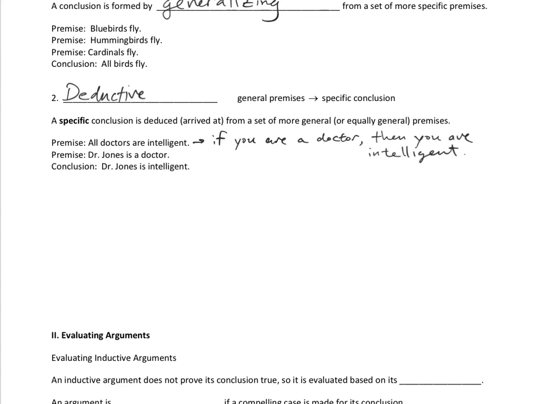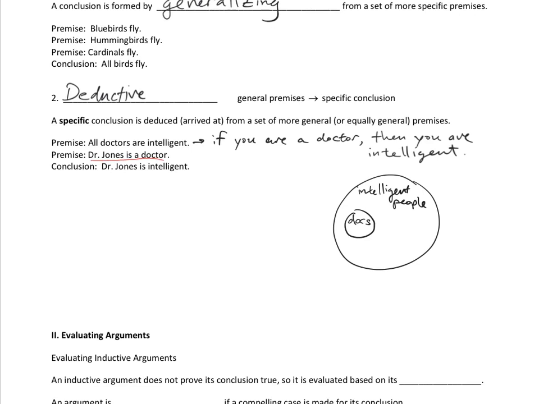So in order to have this make sense, we need to look at a Venn diagram. So here I'm going to call my doctors DOCS, and all doctors are intelligent. So what that means is doctors, this entire bubble of doctors is inside another entire bubble of what I'm going to call intelligent people.